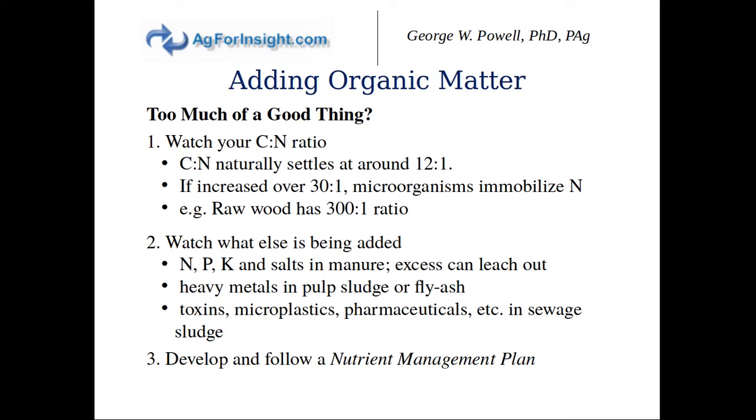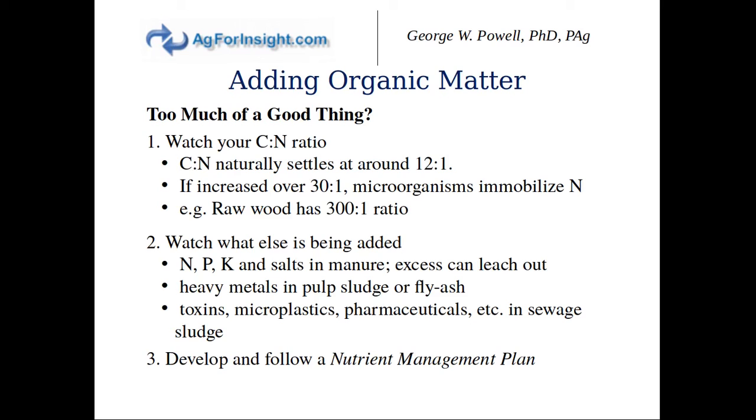And watch what else is being added with your various organic matter sources. So what extra is coming along for the ride? So nitrogen, phosphorus, potassium, and salts in manure mean that, especially because some of the livestock manures are fairly low in nitrogen, in order for you to fertilize your fields with manures, sometimes the tendency is to put extra manure on there to get the nitrogen level up, but that also means that you're putting a lot of excess phosphorus, potassium, and sodium in some cases onto those fields. That excess can leach out, so it becomes an environmental hazard. At very high levels, it can also become an impediment to crop production.